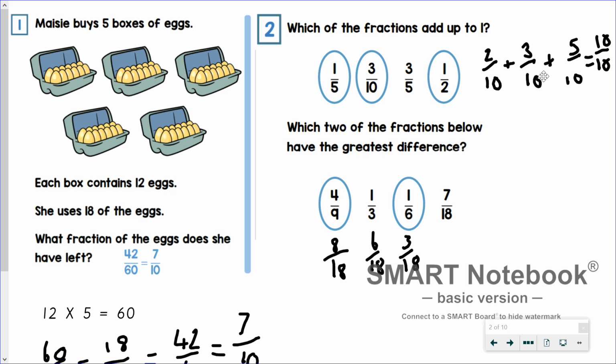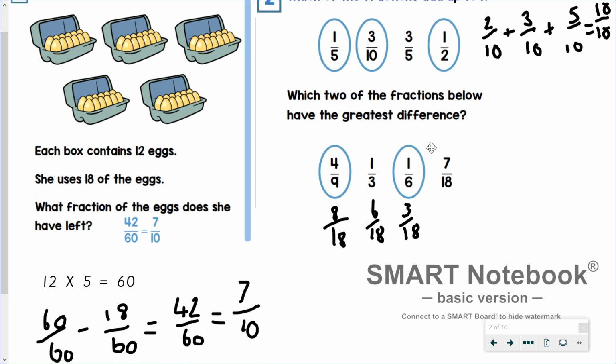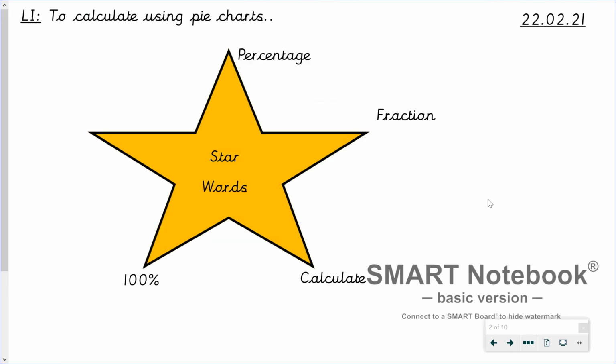This one, which two of the fractions below have the greatest difference? So difference, we're looking at subtraction, or we're looking at the numerator to be as far away as possible from each other. So they all go into 18. So we've got 8/18, 6/18, 3/18, 7/18. To work out the greatest difference, we look at the numerators, which two are furthest away, 3 and 8, which means it was 1/6 and 4/9. Hopefully we did okay on those ones.